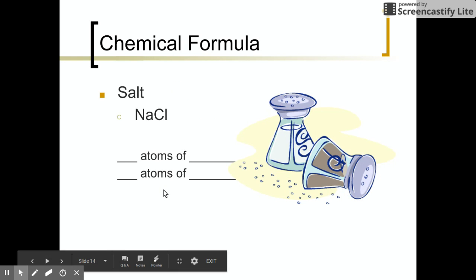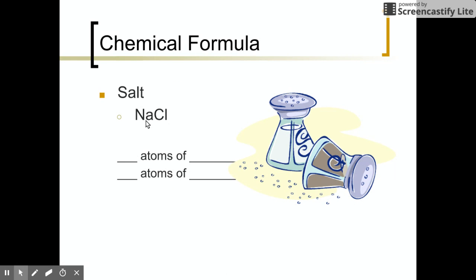Okay, I believe this is our last example. Salt. Na, because the a is lowercase, we know it sticks with the N. Na is sodium. Cl, the l is lowercase, goes with the C. Cl is chlorine. There are no subscripts here, so we know that there is one atom of sodium and that there's one atom of chlorine.